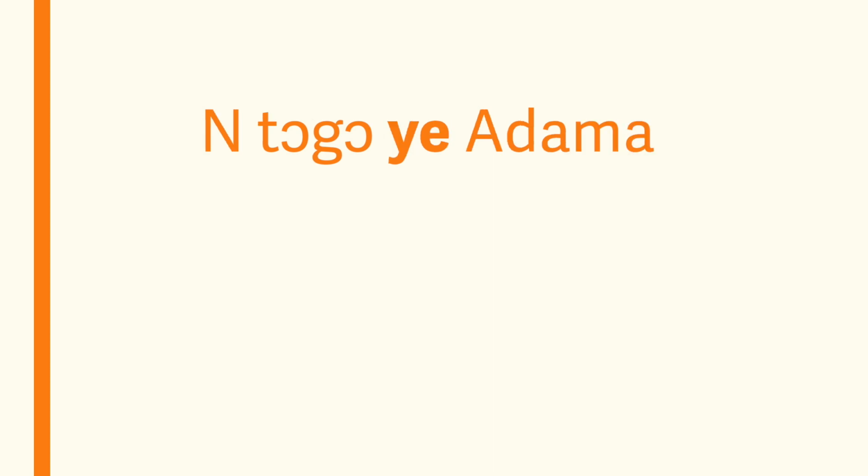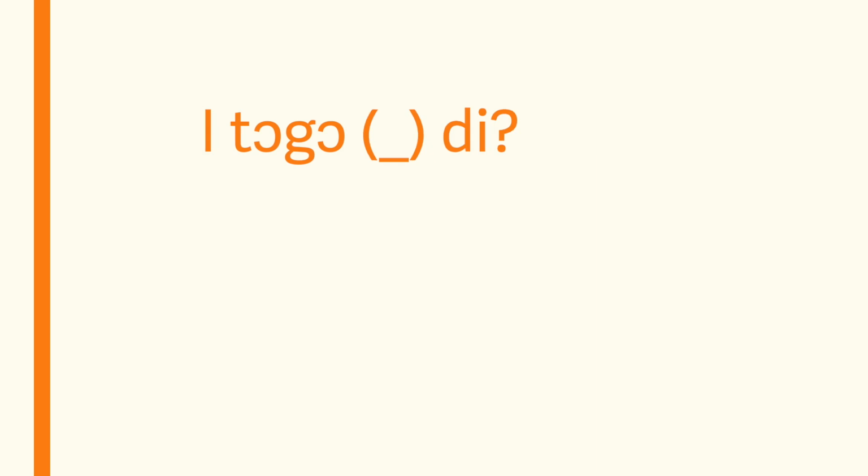All right, so the other ways that name sentences can vary are in terms of the word ko. And that's because ko actually is just one grammatical form that gets used in these sentences. Without going into the details of the other ones, you should be able to recognize the fact that sometimes people might use be, so I tɔgɔ bedi, or they might use ye, n tɔgɔ ye Adama, or finally, they might just have it blank, I tɔgɔ di.